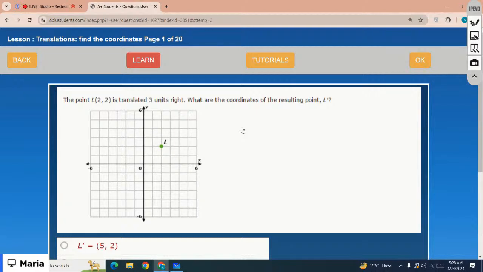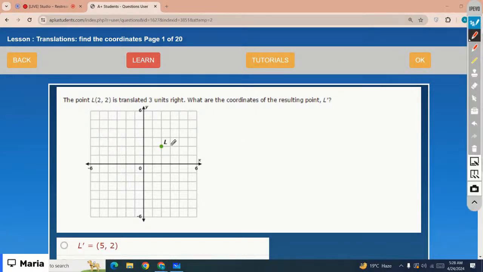The point L (2, 2) is translated 3 units right. Now, right translation means you have to add 3 to the x-coordinate. So that would be 5, because right means you need to add, and for the left translation you have to subtract. So that is 5 and 2. Option number 1 is the correct option. That is 5 and 2. Got it?